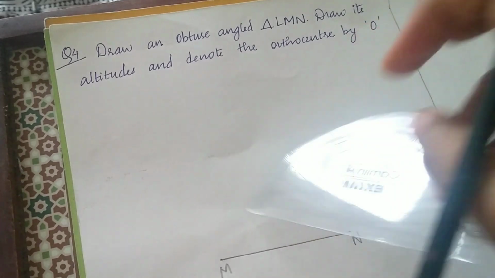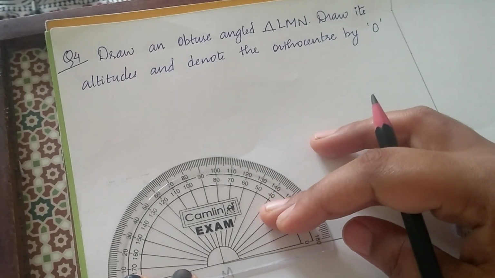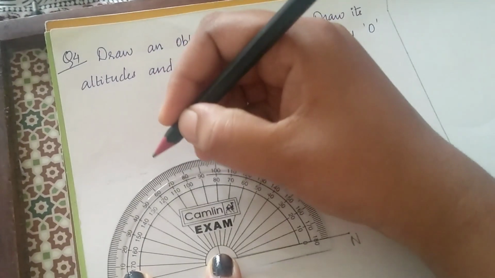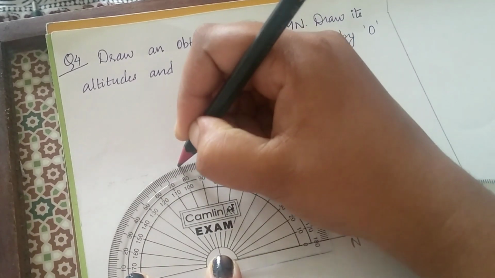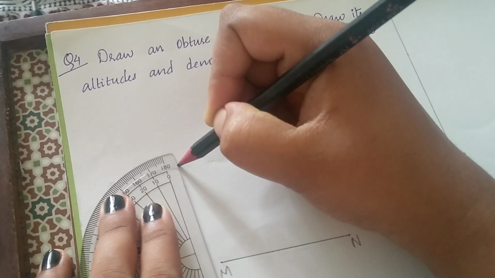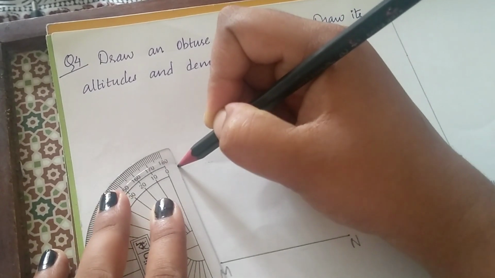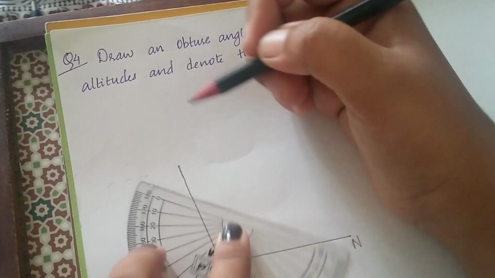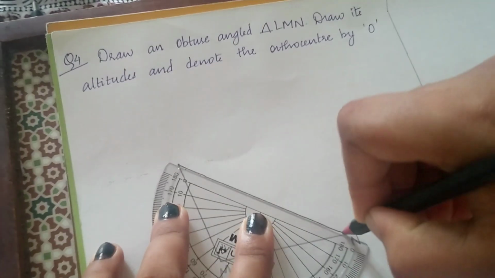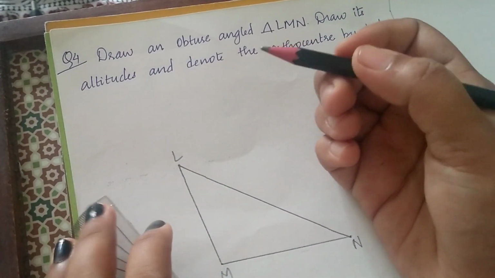Triangle LMN. And then take the protractor. Obtuse angle means more than 90 degrees, so at more than 90 degrees we are going to mark it. You can take anything. I'm taking 100 degrees here. Any measurement more than 90 you can take, either 100, 110, 105, anything. Then we'll make the obtuse angle triangle first, so we'll join all the points over here. Triangle LMN. We got an obtuse angle.